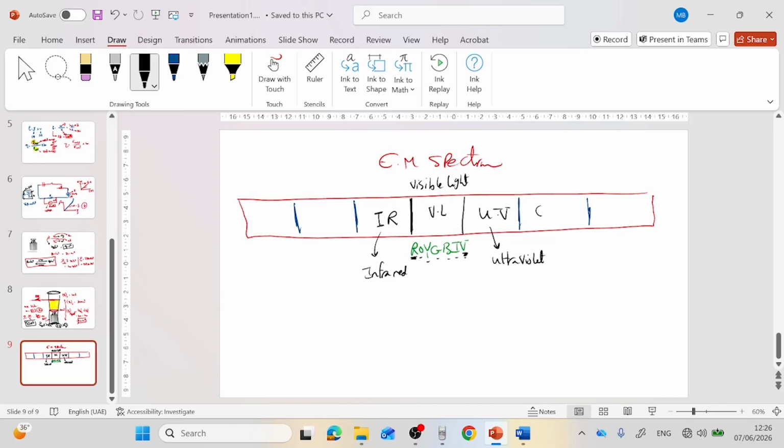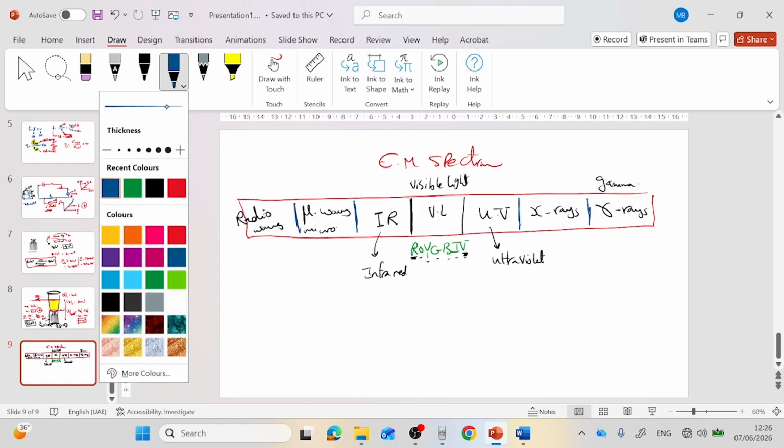After ultraviolet, we have X-rays. And finally, we have gamma rays. This is gamma. This is X. Before infrared, we have microwaves. This is called microwaves. And finally, this is the lowest electromagnetic wave in energy. It's called radio waves, which are used in telecommunications and radio and TV signals.